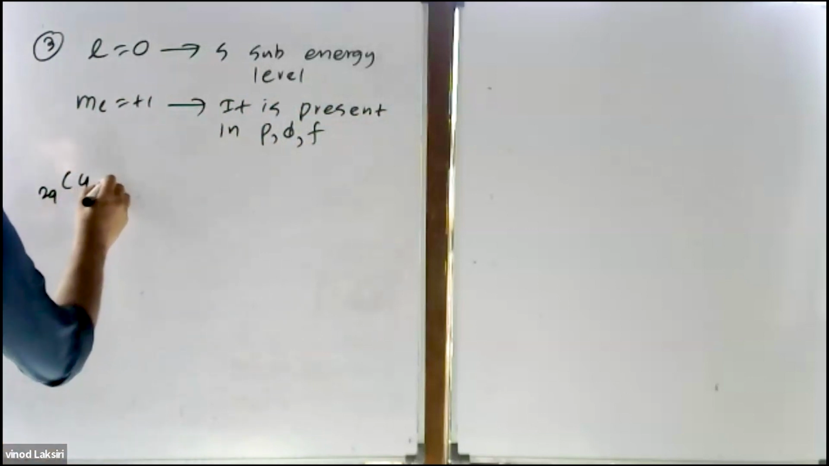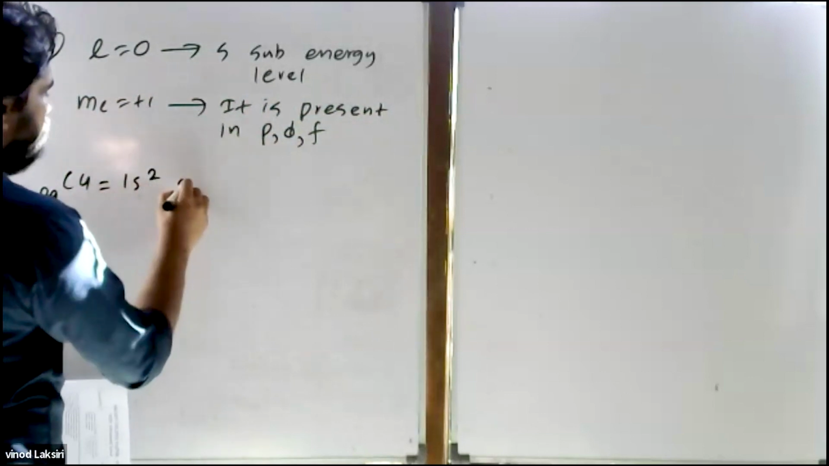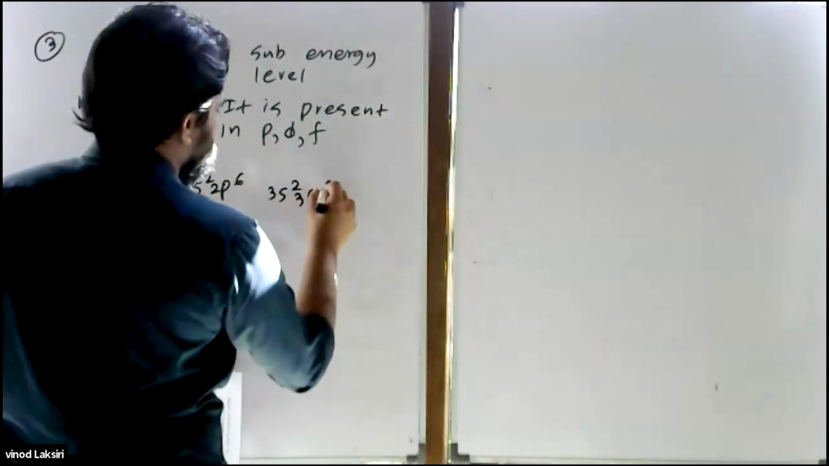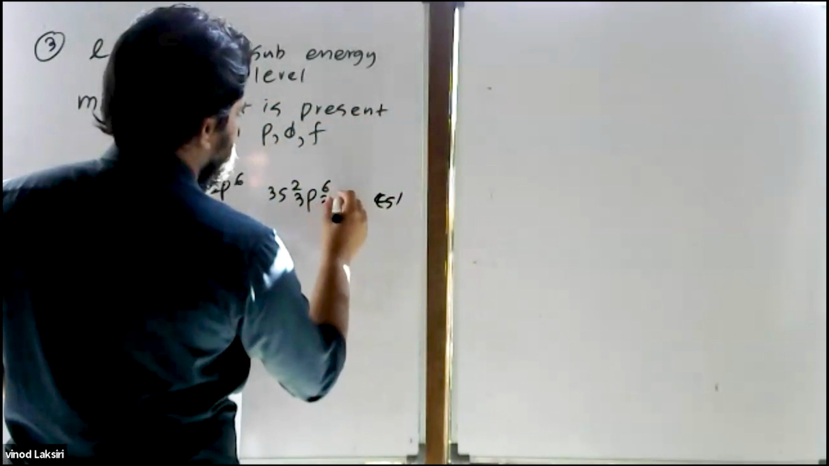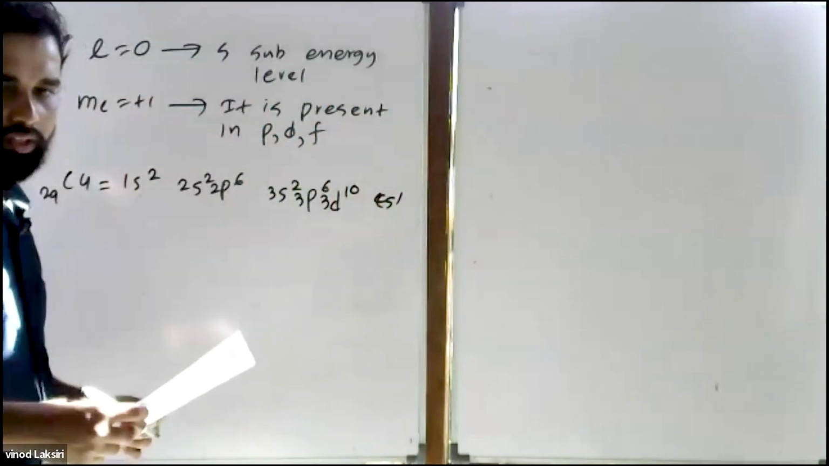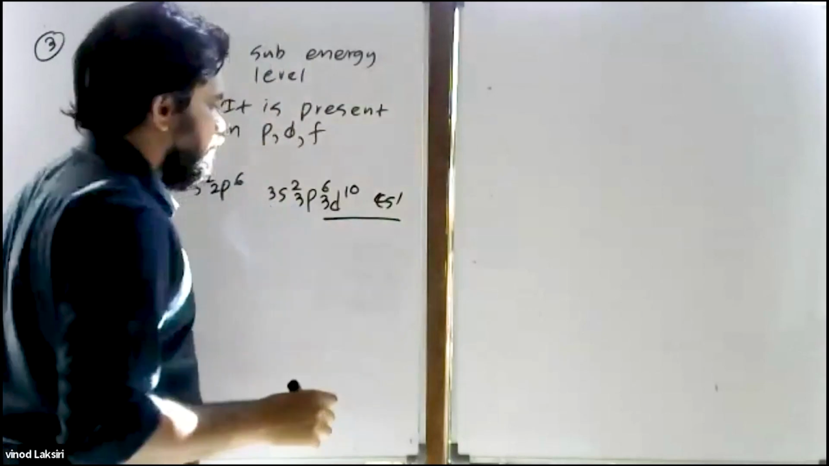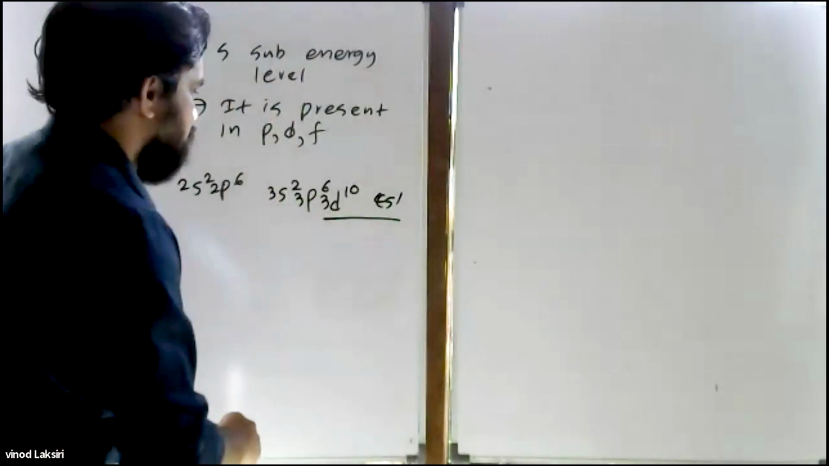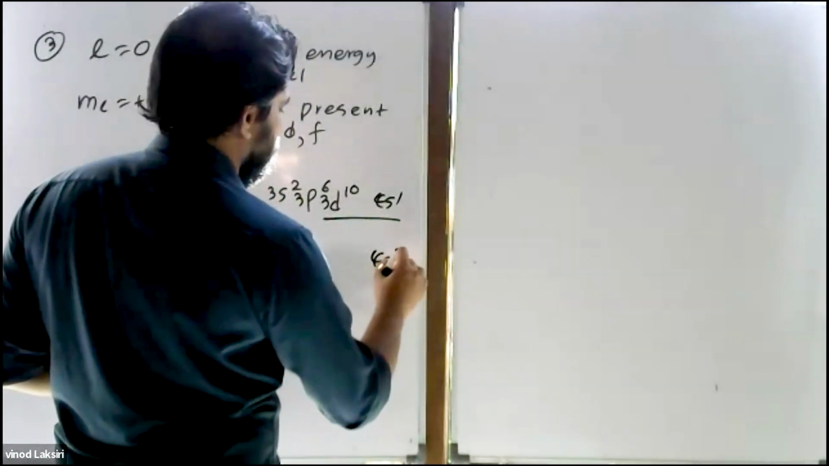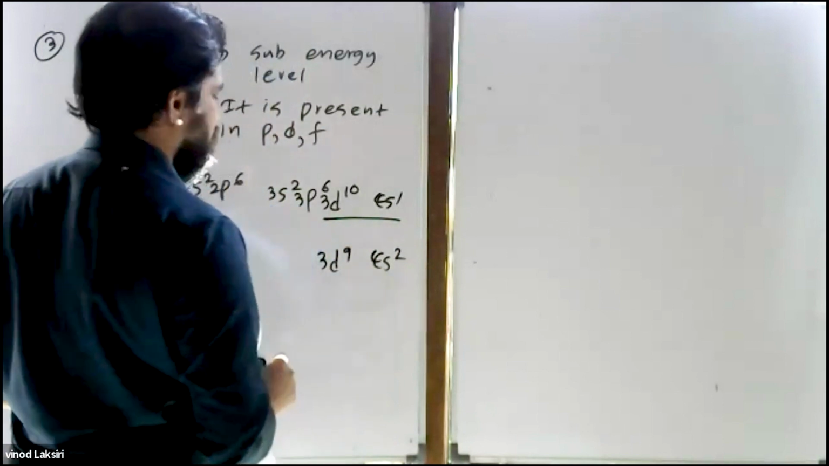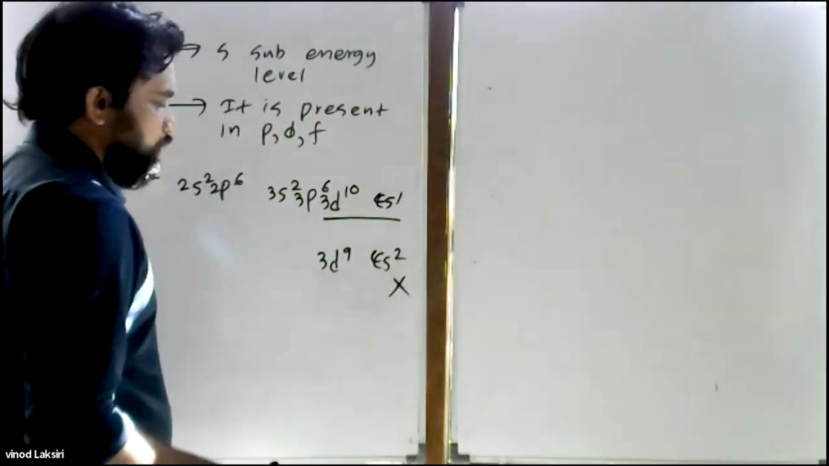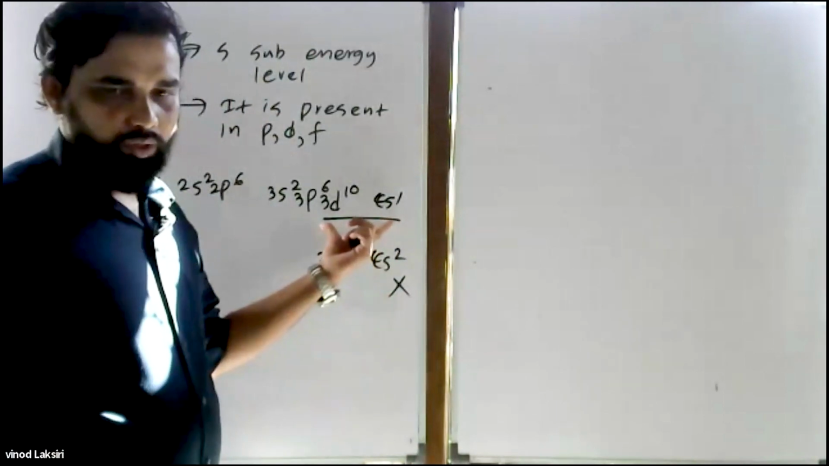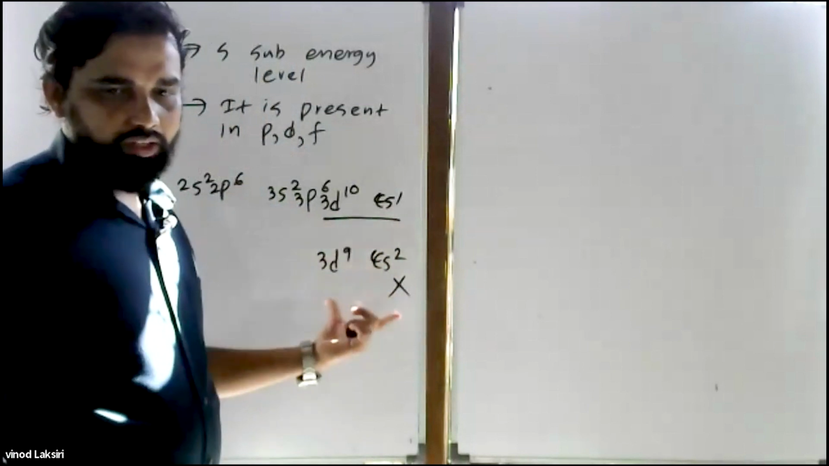What is the atomic number of copper? 29. Then I will write down the electronic configuration: 1s2, 2s2, 2p6, 3s2, 3p6, 4s1, 3d10. Right. So here there is a special thing. When we consider copper, it is present as 4s1, 3d10. Generally, students write it like 4s2, 3d9. That is false, because the electronic configuration of copper is rearranged this way, because this configuration is more stable than the other one.